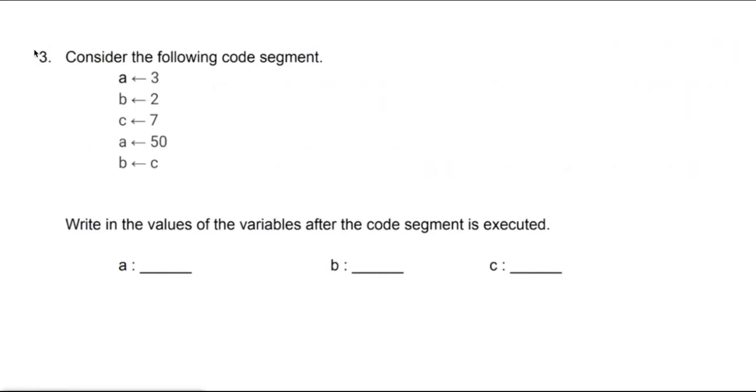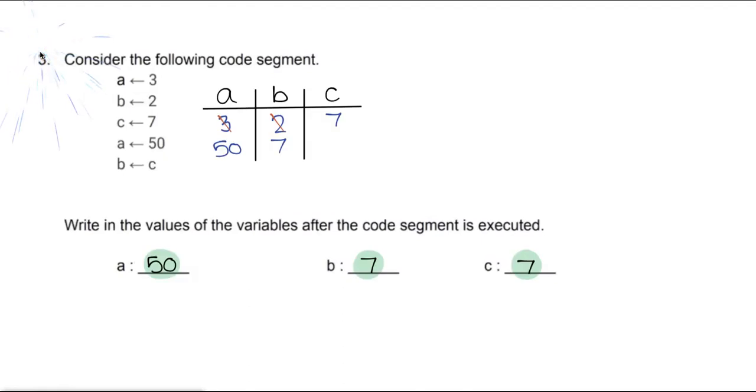In question 3, we have to run through a code, and your answer to question 3 should have been 57 and 7. Remember that when you go from A being 3 to A being 50, it can only hold one value at a time, so 3 goes away completely and it becomes 50. And the same thing when the value of C gets stored into the value of B.